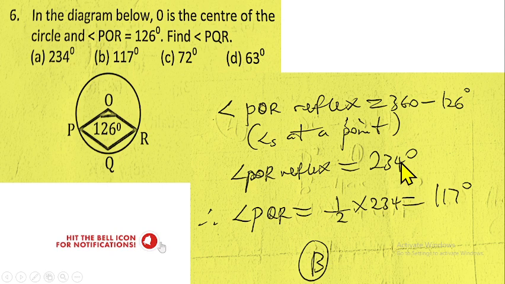Then the angle we are looking for, angle PQR, is half of this angle here. So that means you have half of 234, and that gives us 117. So option B is the correct option for question number 6.